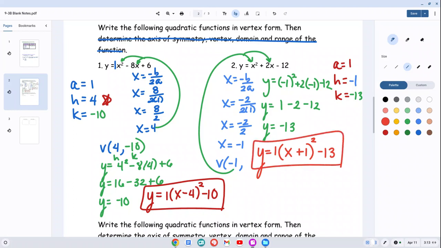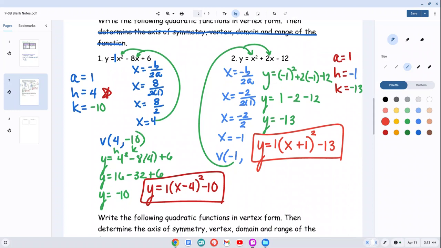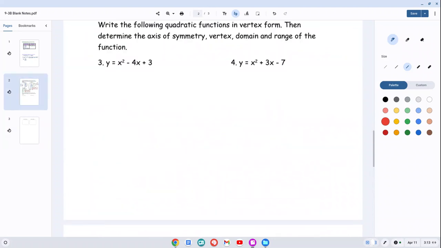Okay? Now the bottom part, I'm not going to give you any notes on it. We're just going to do it because you are all familiar with the math that's involved. So I'm going to change the bottom completely. We'll just use a space really. I'm not going to do a lesson summary practice. So I'm going to change these up. I'm going to actually call these vertex form.